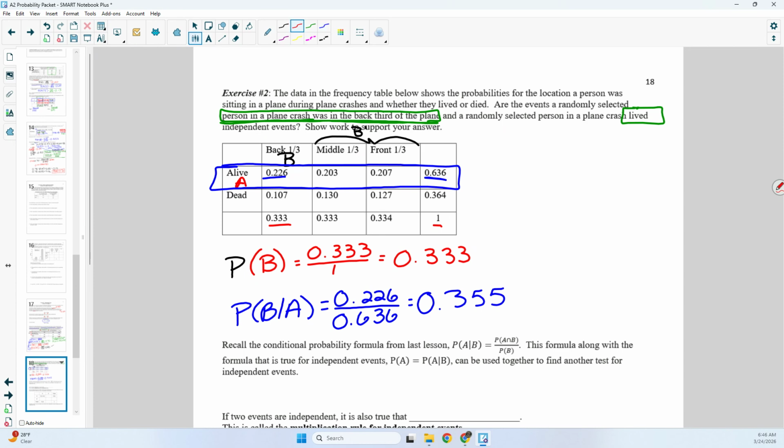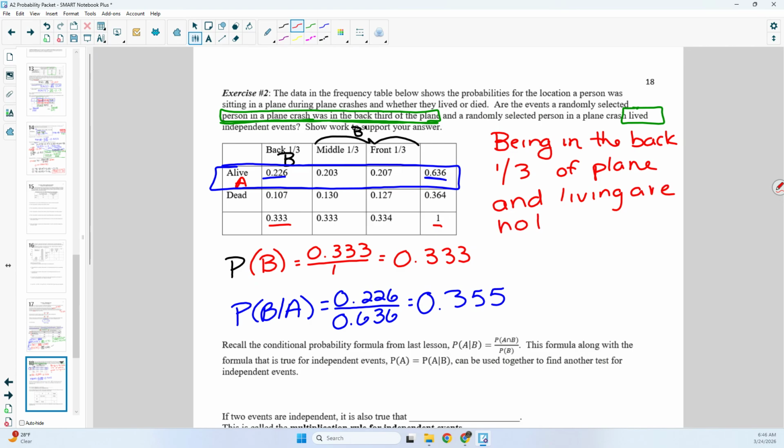So we would say being in the back third of the plane, and I do not need to write third on that, and living are not independent events. P of B was not equal to P of B given A.